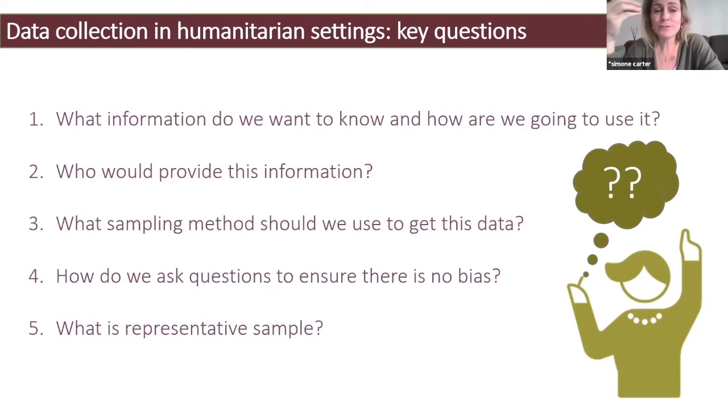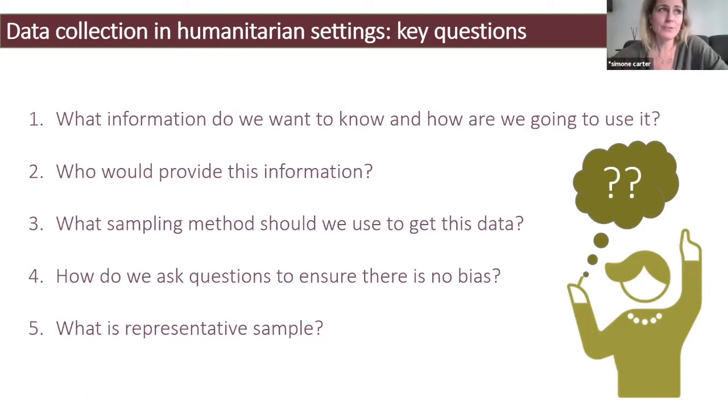Based on when we first know what information we want and how we're going to use it, who would actually be the best to provide this information? Is it a representative sample size across the whole country, or do I need something actually at a community level? Actually, do I need something just from the women in the community, for example? And from that, you would get your sampling method.